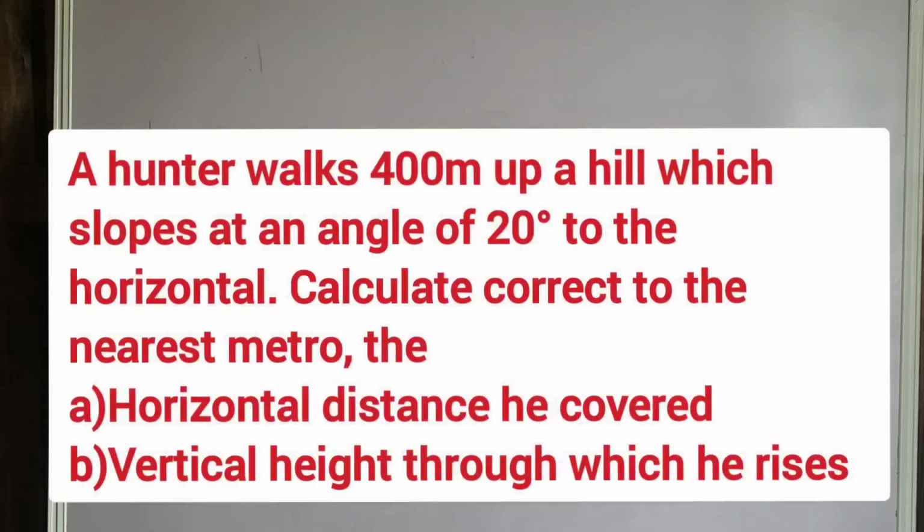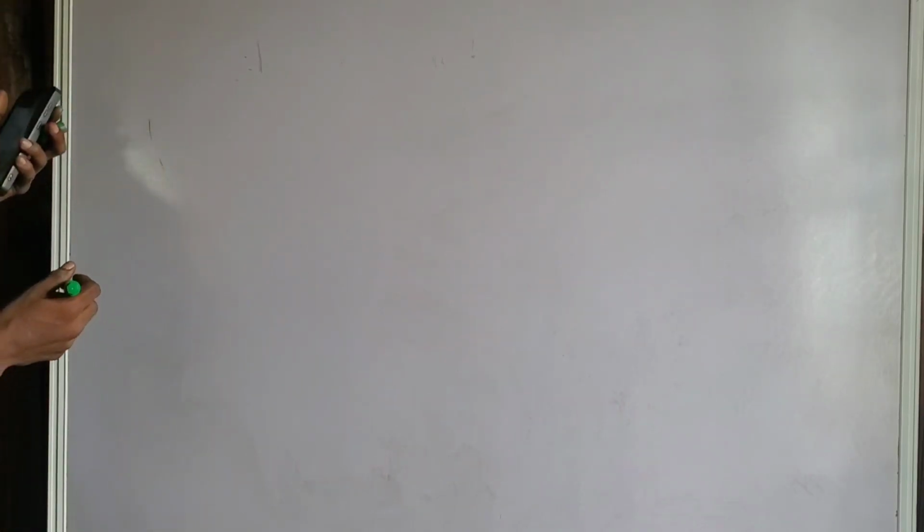A hunter walks 400 meters up a hill, which slopes at an angle of 20 degrees to the horizontal. Calculate, correct to the nearest meter, the horizontal distance covered and the vertical height through which he rises. Okay, now let's interpret the question into a diagram.